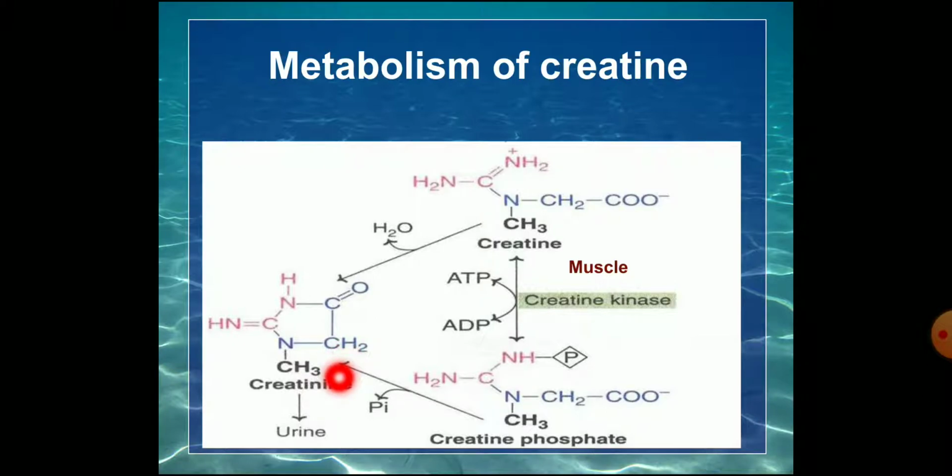So the end product of creatine metabolism is creatinine. That is what you are estimating in the urine. Urine also contains creatine, so creatine usually is a normal organic constituent of the urine. So in the muscle, creatine phosphate is converted to creatinine and excreted.